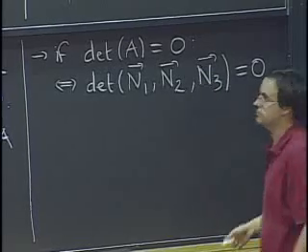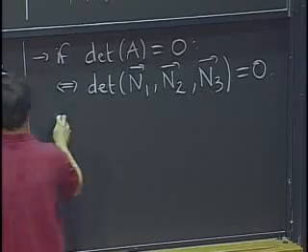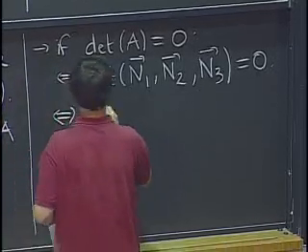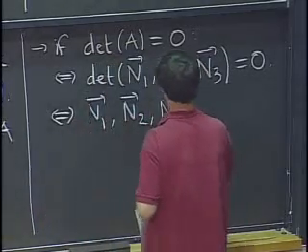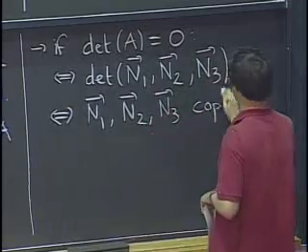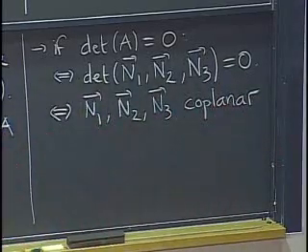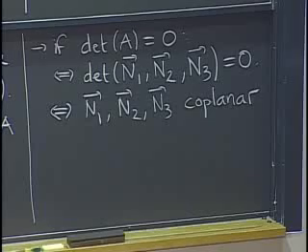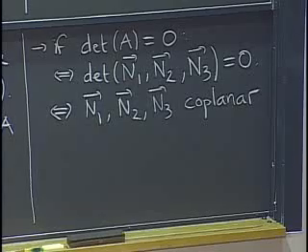So that means that n1, n2, and n3 are actually in the same plane. It's called coplanar. These three vectors are coplanar. So let's see what happens. I claim it will correspond to this situation here.